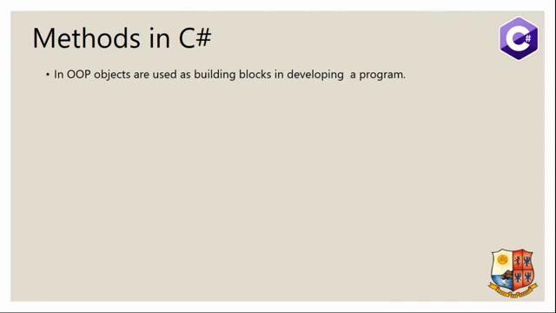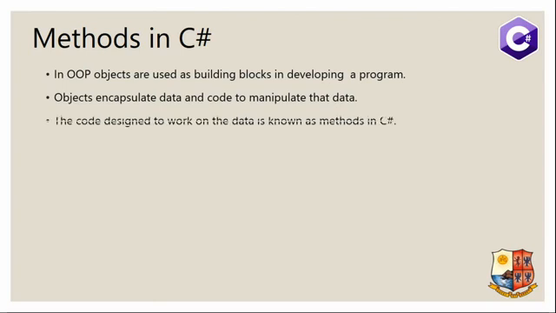In object-oriented programming, objects are used as building blocks in developing a program, and they encapsulate data and code to manipulate the data. As much as possible, I normally recommend that you break your programs into small reusable pieces of code so that we can reuse them whenever we want. The code designed to work on the data is known as methods. I'm telling this in relevance to C#, but anywhere it is the same.